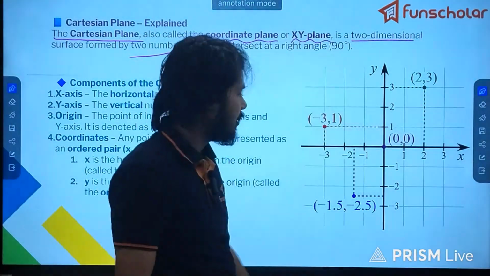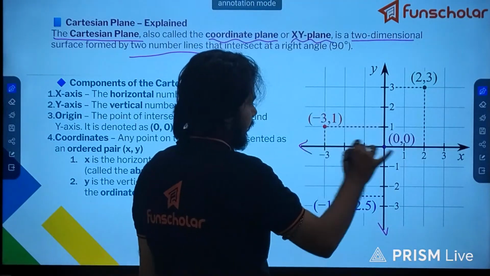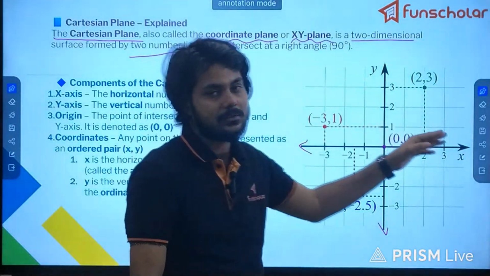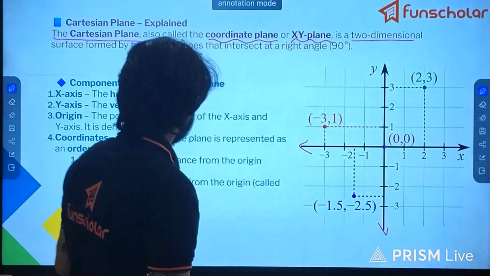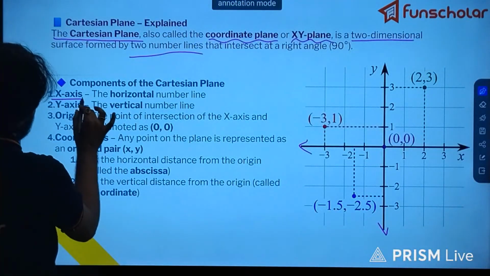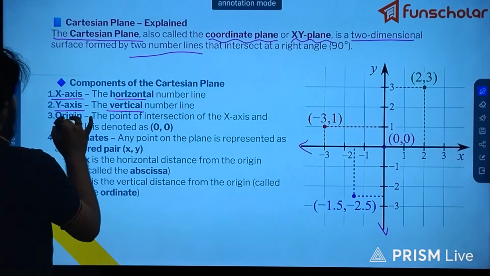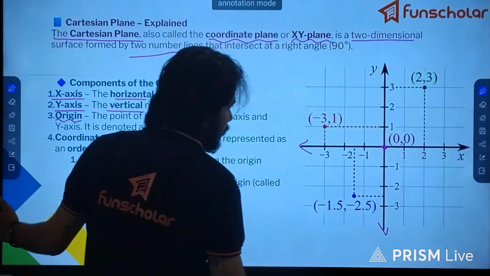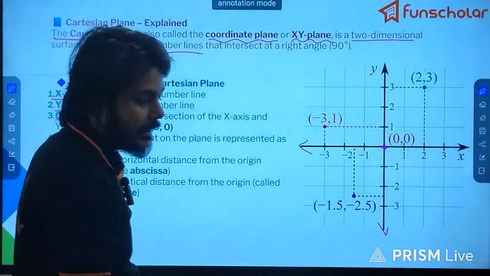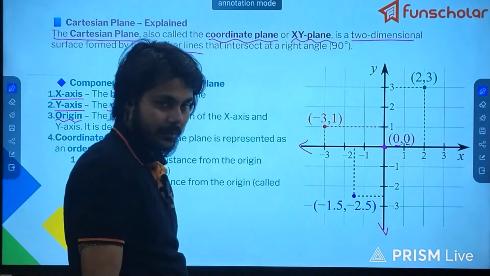This is a number line called y-axis. This is also a number line called x-axis. The horizontal number line is called x-axis and the vertical number line is called y-axis. X-axis and y-axis. Now origin is the point of intersection between these two number lines and the coordinate of origin is (0, 0).